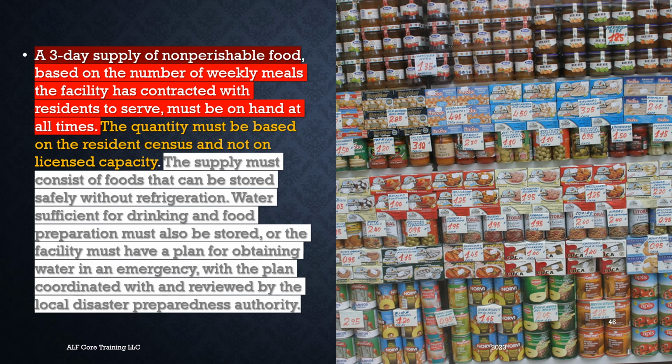A 3-day supply of non-perishable food, based on the number of weekly meals the facility has contracted with the resident to serve, must be on hand at all times. The quantity must be based on the resident census and not on the licensed capacity. The supply must consist of foods that can be stored safely without refrigeration. Water sufficient for drinking and food preparation must also be stored, or the facility must have a plan for obtaining water in an emergency, with a plan coordinated with and reviewed by the local disaster preparedness authority.